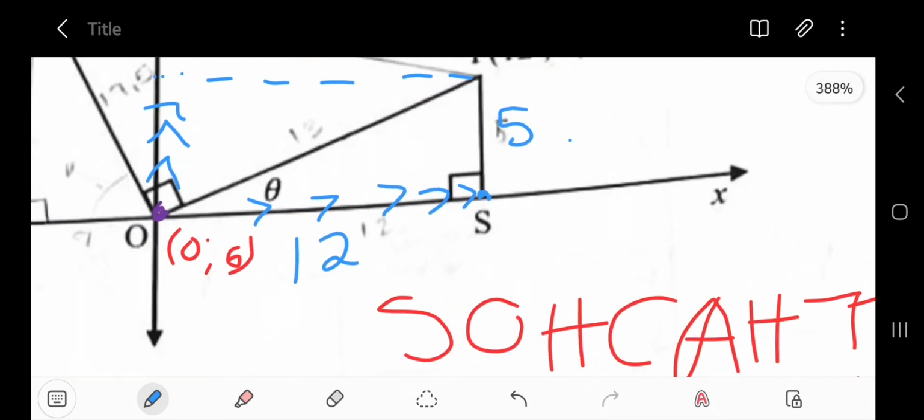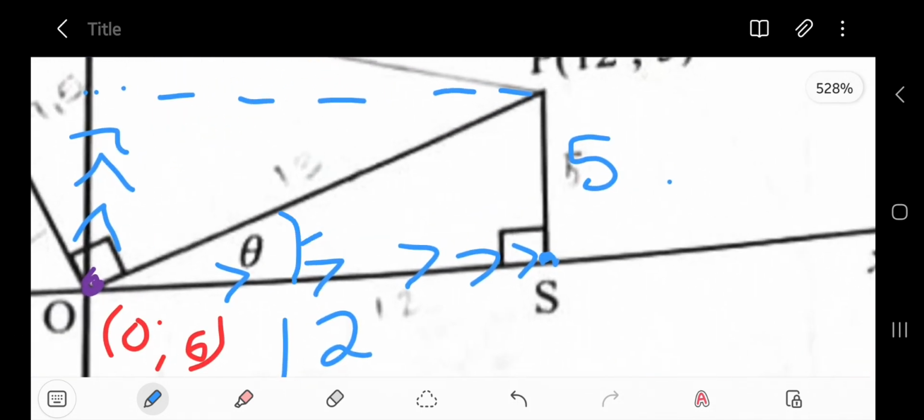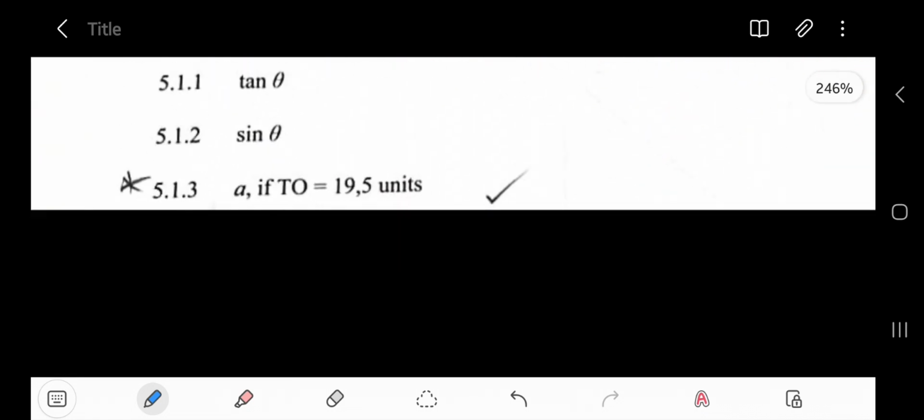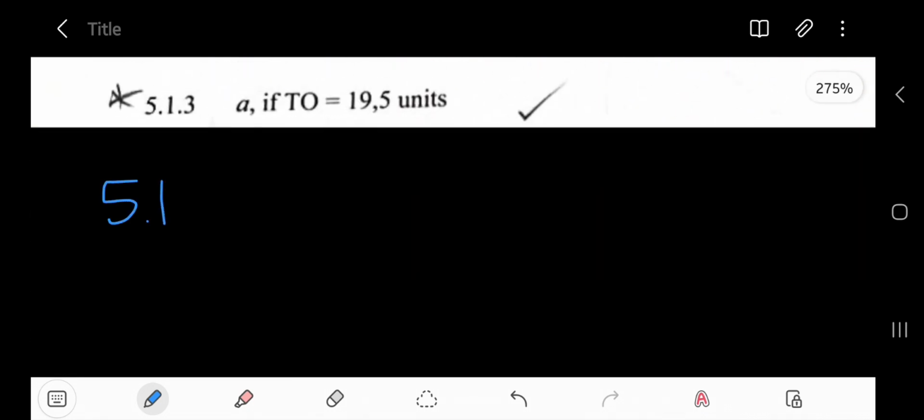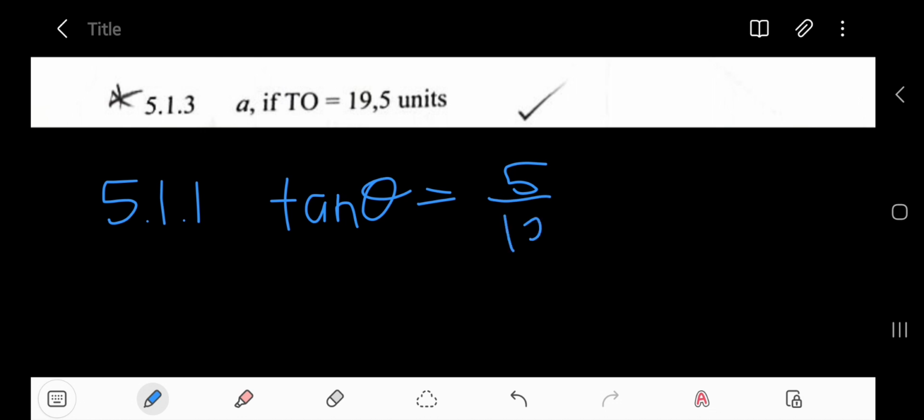Now we have everything that we need, because we said that tan theta is equal to the opposite over the adjacent. So now let's go. And so we have 5.1.1. We're looking for tan theta, which is equal to 5 over 12. So we sorted that.